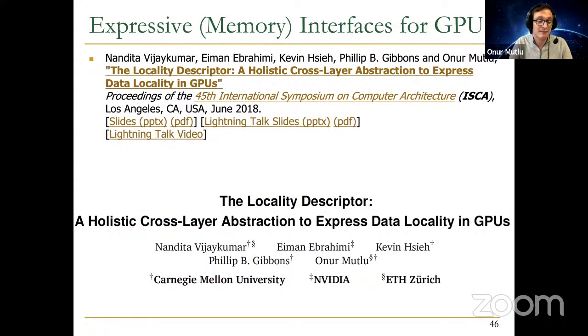In fact, we did this work with NVIDIA, and NVIDIA is implementing this locality descriptor abstraction that can enable programmers to express locality in their systems such that the architecture can take advantage of it. So there are many other examples.